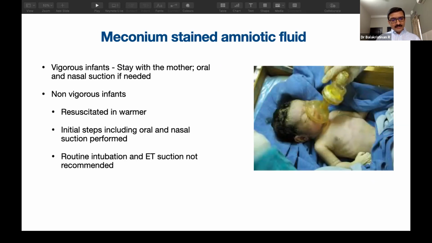With regard to non-vigorous infants, they're resuscitated in the warmer like other babies. We do initial steps, including oral and nasal suction. The routine intubation and endotracheal suctioning, which was recommended earlier, is no longer recommended, because the emphasis now, even for these babies who are born through meconium stained amniotic fluid, is ventilation. So we should not waste time in going ahead and doing endotracheal suctioning. Rather, we should go ahead with positive pressure ventilation in these babies.